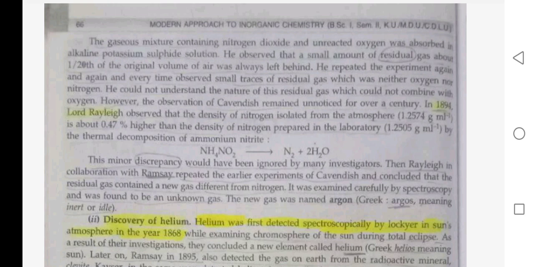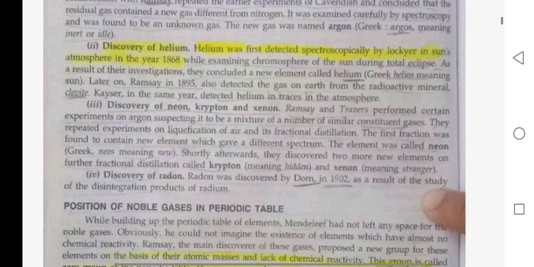Rayleigh, in collaboration with Ramsay, repeated the earlier experiment of Cavendish and concluded that the residual gas contained a new gas different from nitrogen. It was examined carefully by spectroscope and was found to be an unknown gas. The new gas was named argon, from the Greek argos meaning inert or idle.